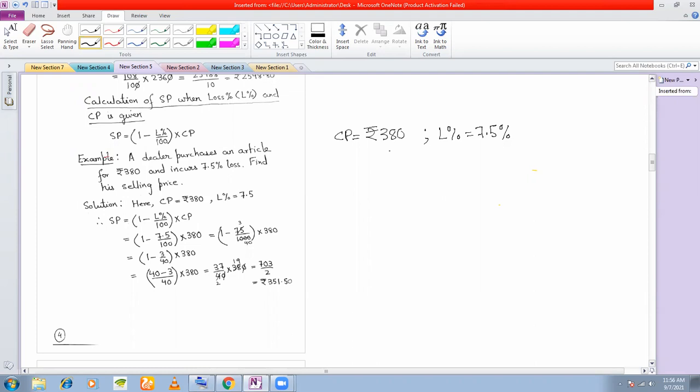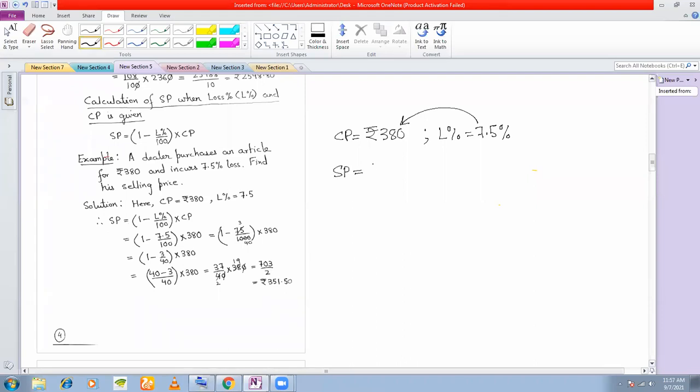Always cost price. Always cost price. Okay? Is it clear now? Yes, sir. So that means this loss percentage is being calculated on the cost price. Okay. So now therefore what should be the selling price?